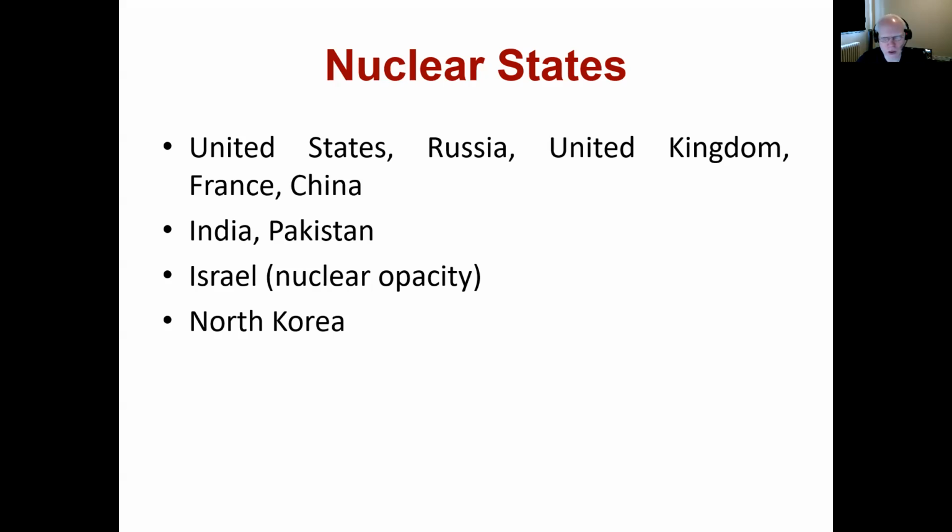Israel, so I put nuclear opacity there. It's the worst kept secret in international relations that Israel has nuclear weapons. They like it this way. They like that it's the worst kept secret because they don't want it to be entirely a secret. They want their enemies to know they have nuclear weapons, because otherwise the weapons are not useful in threatening unacceptable punishment, in deterring the other side.